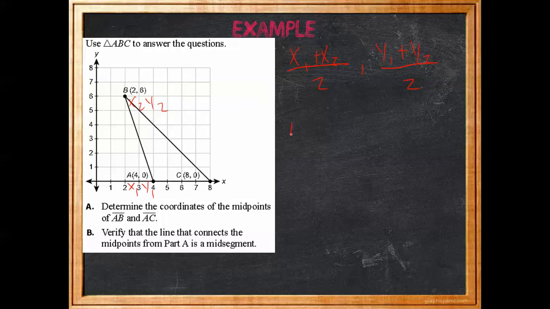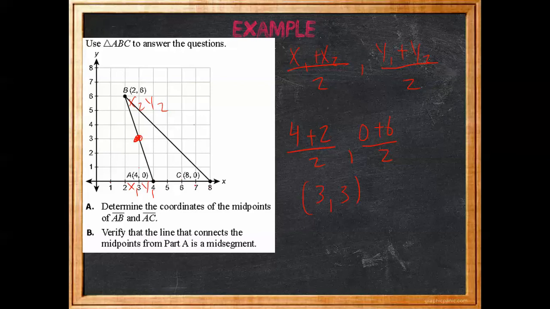Now we're going to have 4 plus 2 divided by 2, and then 0 plus 6 divided by 2. 4 plus 2 is 6, divided by 2 is 3. 0 plus 6 is 6, divided by 2 is 3. So the midpoint of this one is (3, 3). 1, 2, 3, 1, 2, 3.